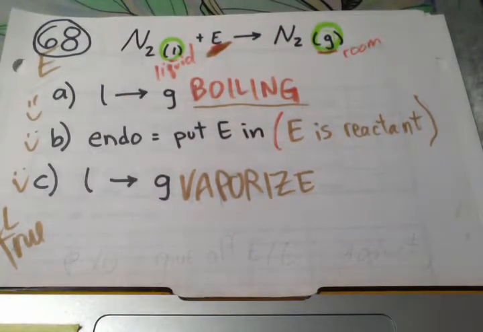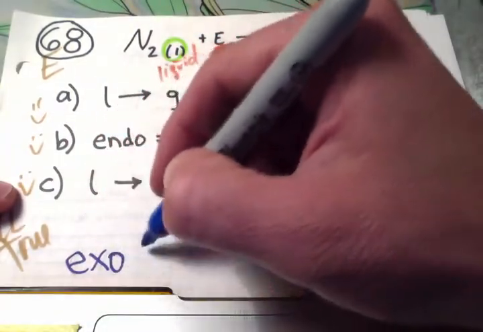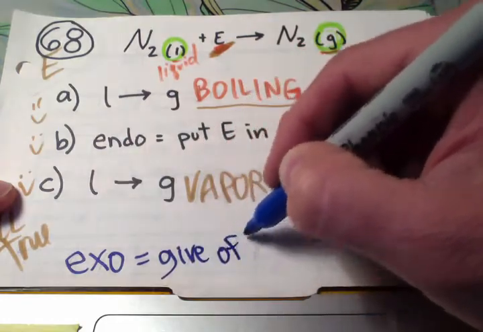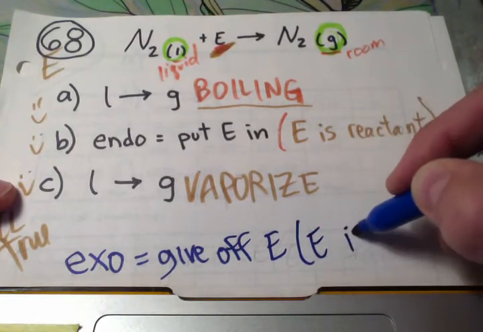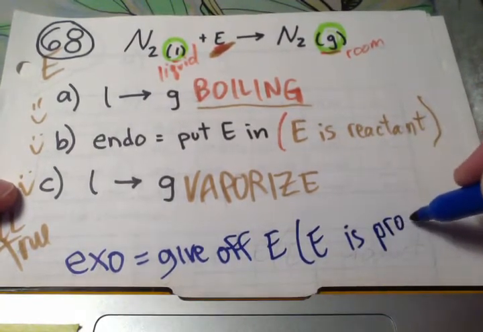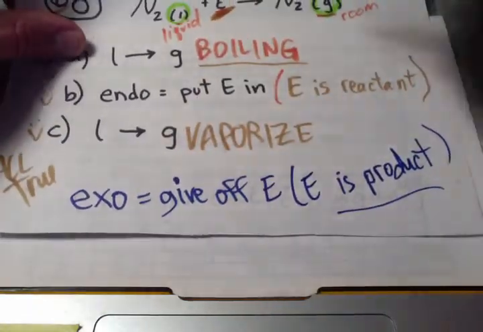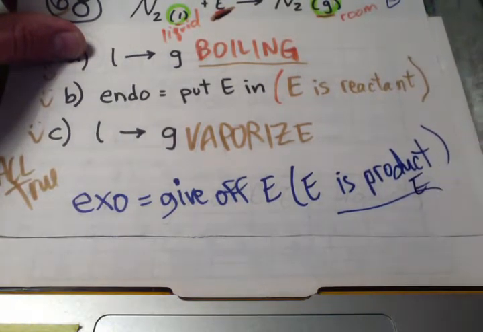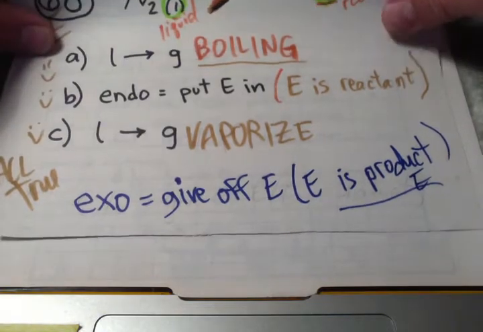Just on a side note, most of us know exo as giving off energy. If that is the case, if you're producing it, your energy becomes a product. If it's exo, it's given off. Burning the Bunsen burner, yes.